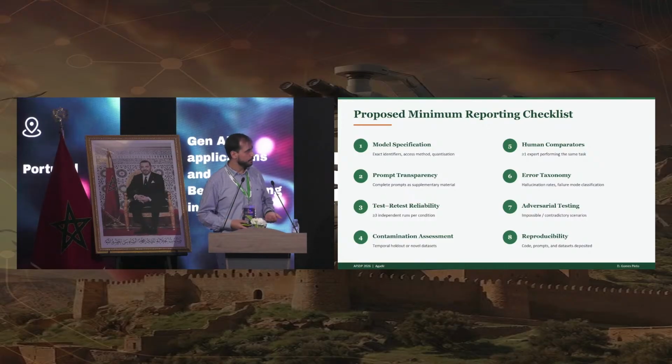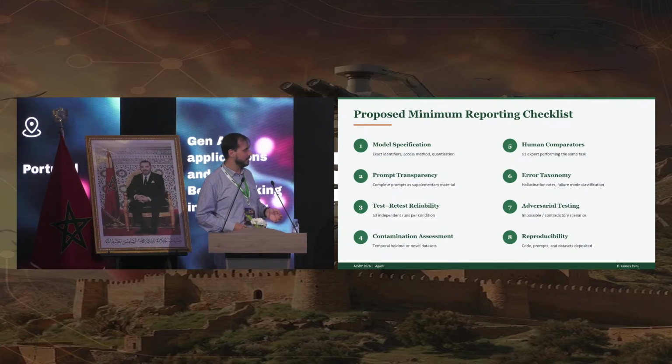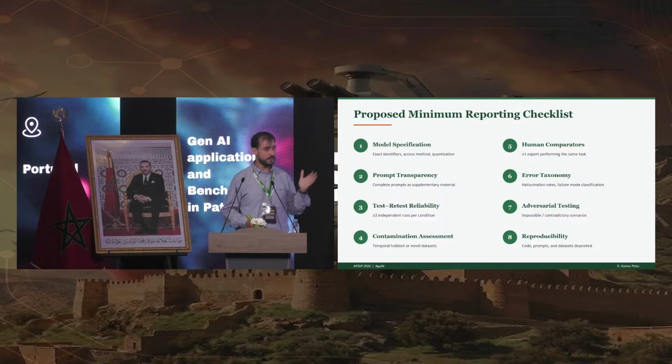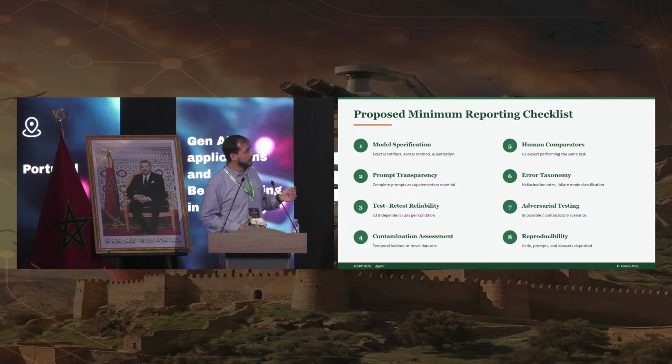You really cannot. Test and retest reliability. Unless an author tells you that the temperature is set to 0, they have to do test-retest reliability, because there is a variation in LLM performance between runs. Contamination assessment, as I mentioned, is very important. And we need to have good benchmarks and a way to solve it. I don't think it has been solved even in the general domain. Human comparisons, of course, are very helpful.